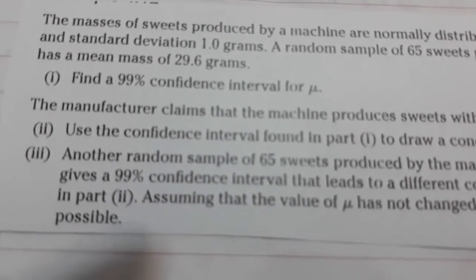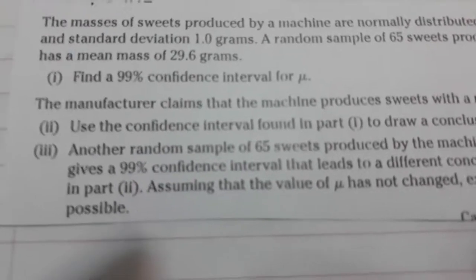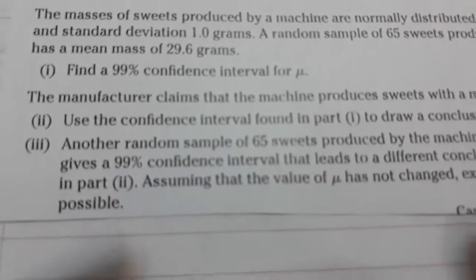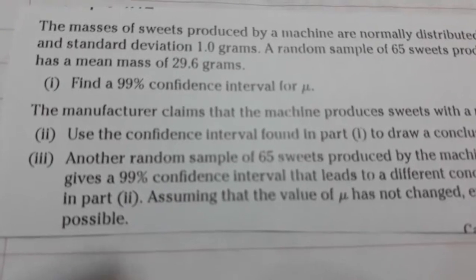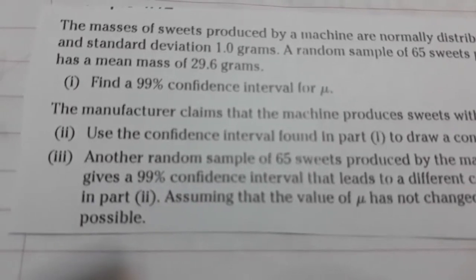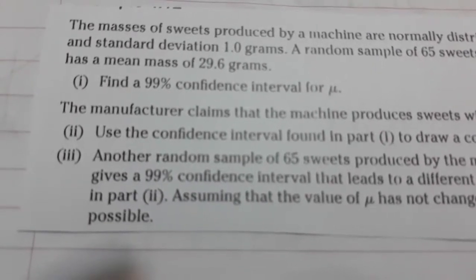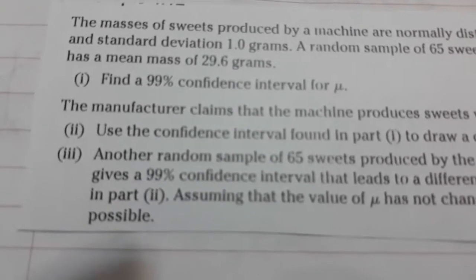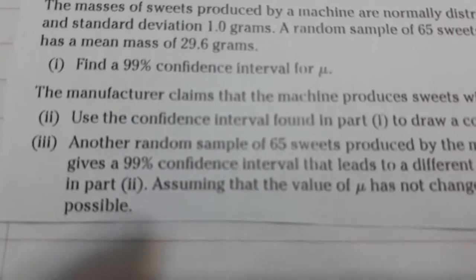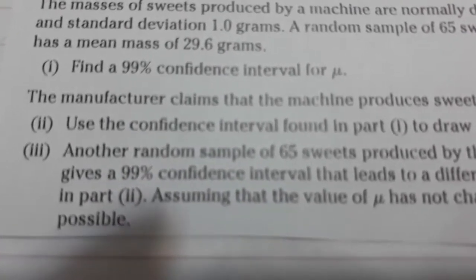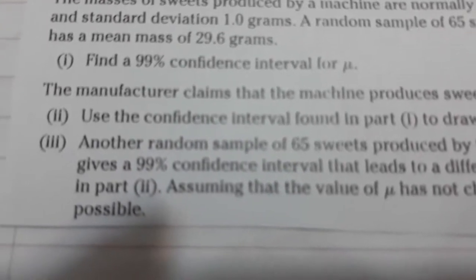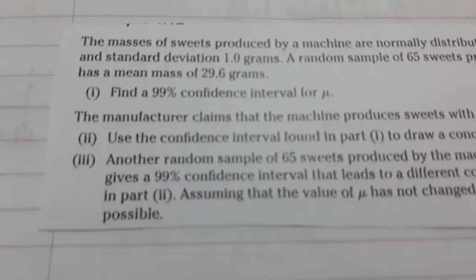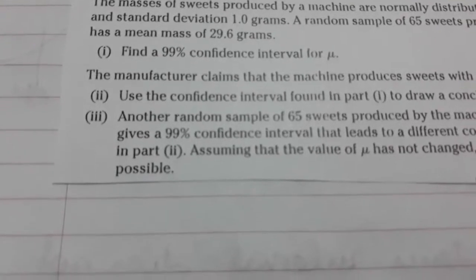So you have to find the 99% confidence interval for mu, which means you will find the upper bound and lower bound for the mass of the sweets, such that you are 99% sure the mean of the population will be lying between these two values, right? So let's see how we will do it, and then we will read the remaining part of the question.